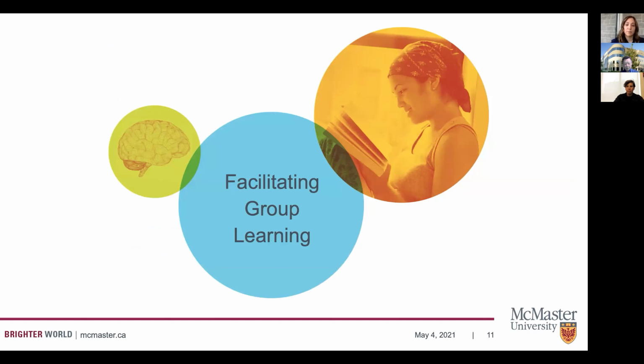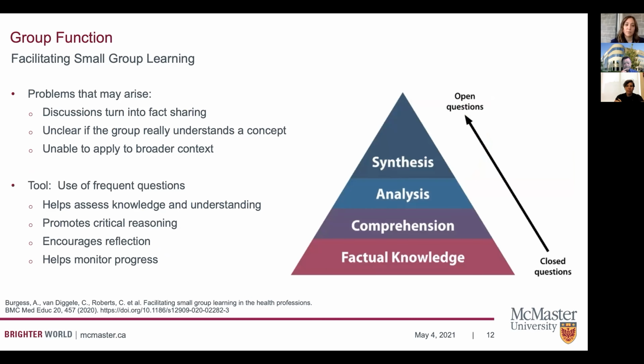The last component they mentioned that we need to simultaneously manage is the group learning. So how is that going? This graphic was part of that article. I've referenced the article at the bottom. But this idea is that we're trying to get them to go from factual learning up to higher level learning, such as synthesis.